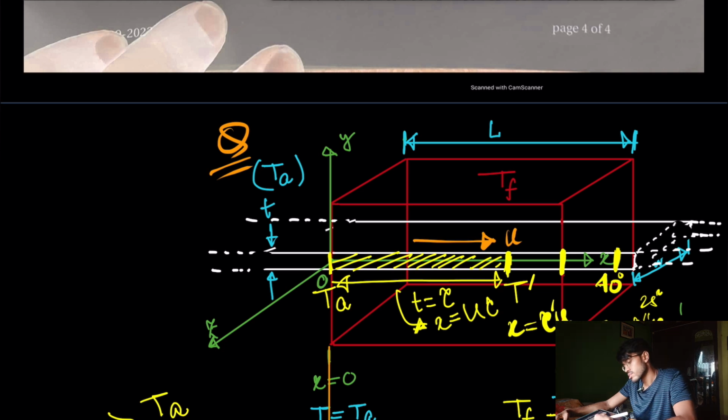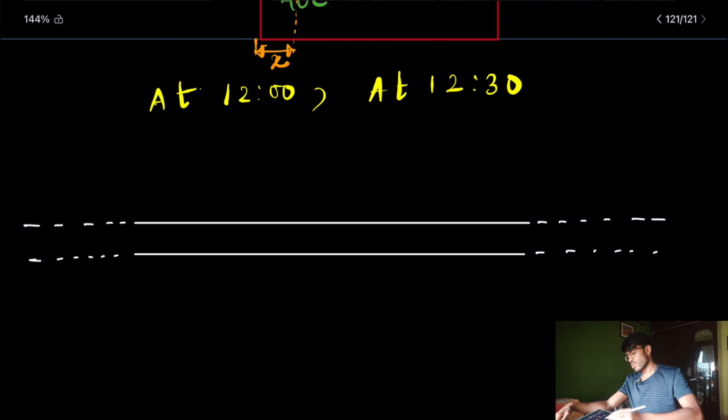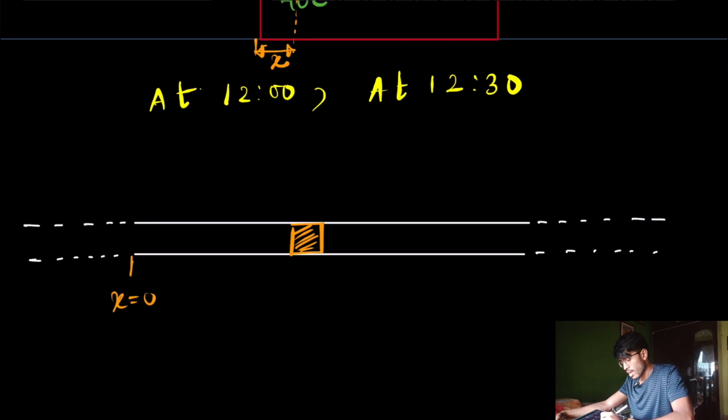I will make this part dotted. Now you take any infinitesimally small control volume. If this is my control volume, and this is the start of the furnace, then this is x equal to 0 and this is x equal to L. This is a particular distance x.